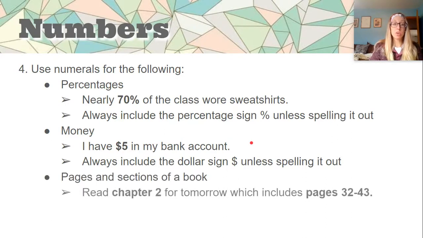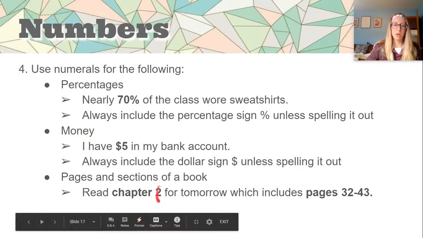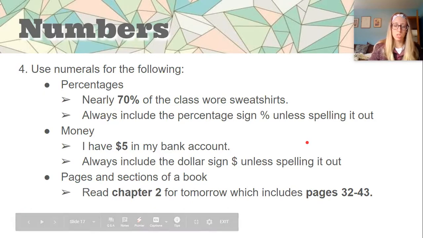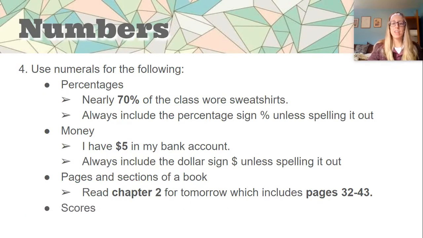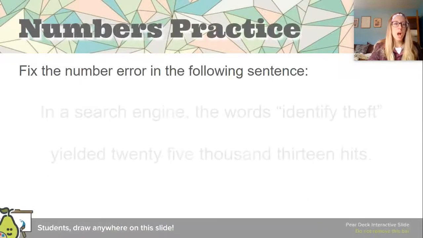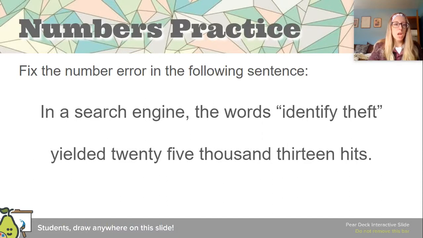For pages and sections of a book, you use the numerals. For example, read chapter 2 for tomorrow, which includes pages 32 to 43. So anytime you're talking about chapters or page numbers, you can put the numerals. You don't have to spell them out, even though technically it's a single one or two syllable word, you still put numerals for that. And then scores. If you're doing the score of a game, you would want to use numerals for that as well. Okay, so we'll do some practice here.